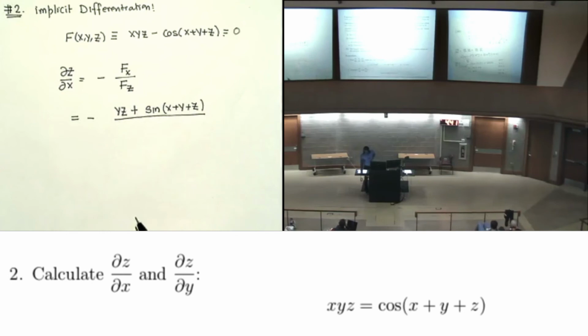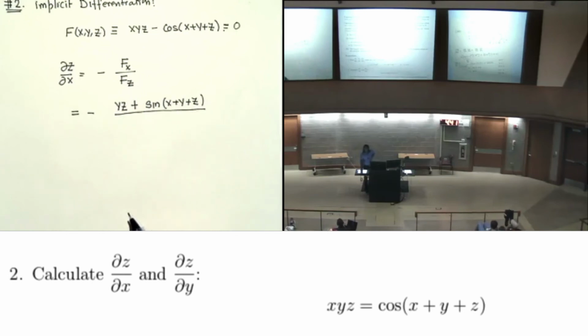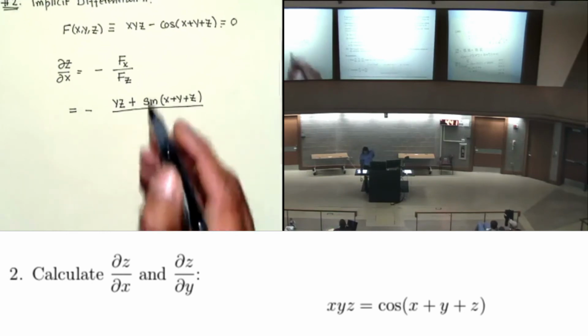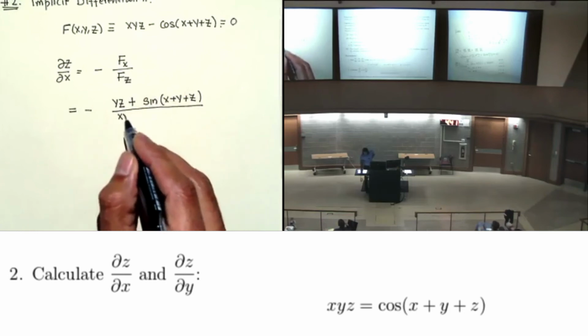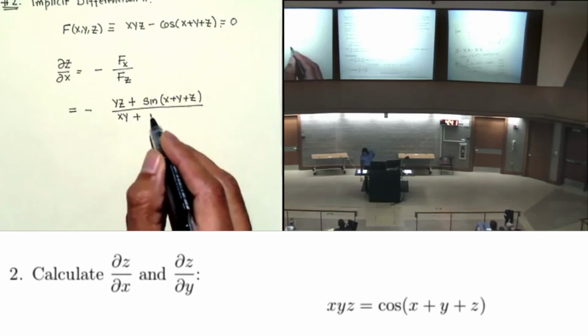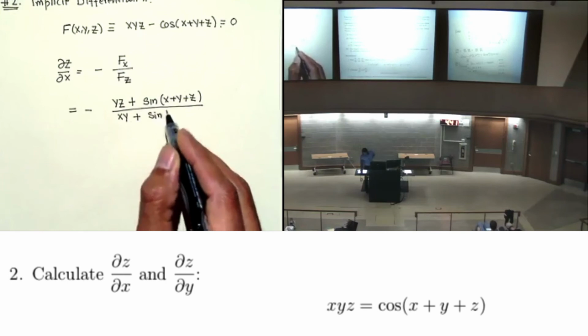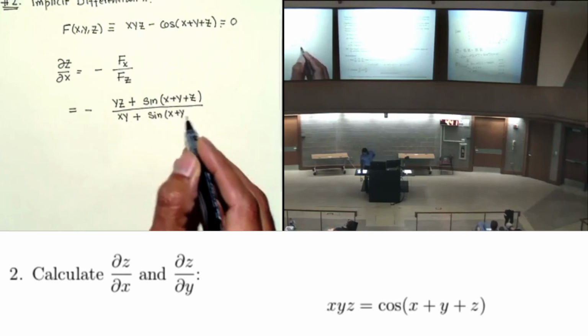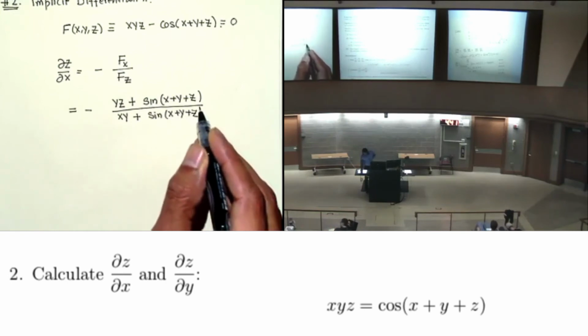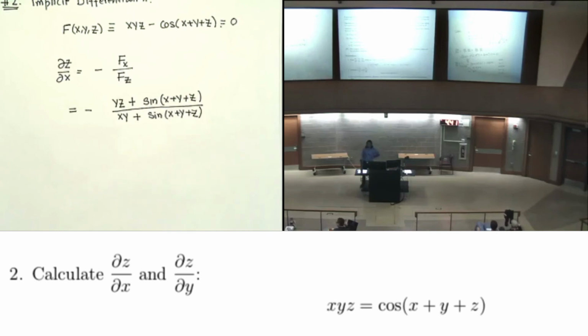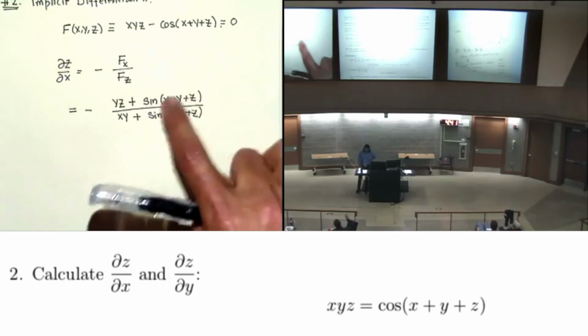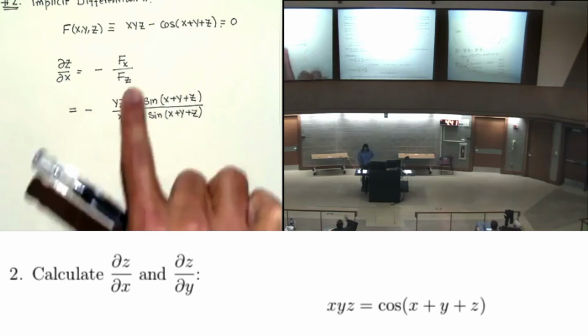And then it's divided by the partial derivative of this implicit relation with respect to z, which is going to be xy plus sine of x plus y plus z. And that's all. You don't have to simplify this one. Please do not cancel this with that, okay? They can't cancel because there is a plus sign in between there.